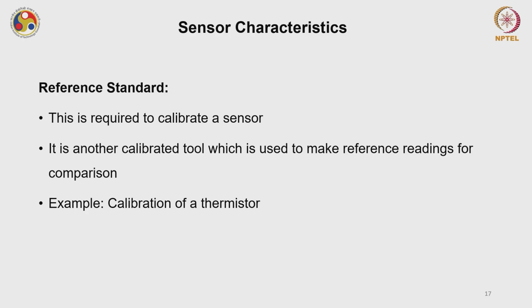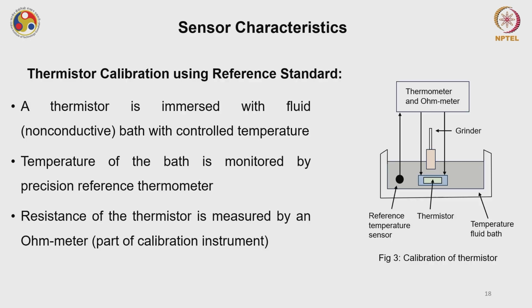For example, calibration of a thermistor. Let us see thermistor calibration using a reference standard. For this kind of calibration, please note that we have to do some invasive treatment of the sensor. So in this process, a thermistor is immersed in a fluid, which is of course non-conductive. So a thermistor is immersed in a fluid bath with controlled temperature. The temperature of the bath is monitored by a precision reference thermometer, as you can see. The resistance of the thermistor is measured by an ohm meter, which is part of the calibration instrument.